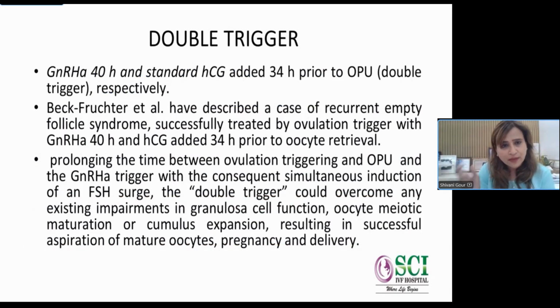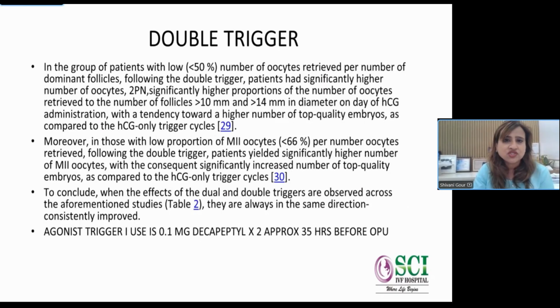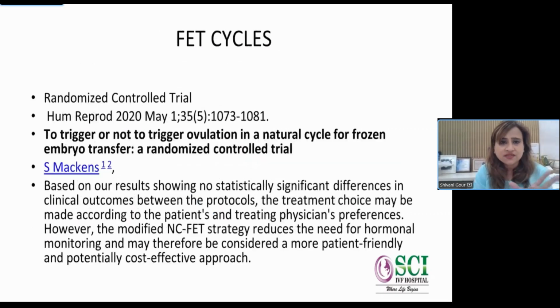Now, this is different from double trigger. Double trigger means that the GnRH analog is given 40 hours before and HCG is given 34 hours before. Again, these are modifications for our difficult patients. We are seeing so many patients now with poor response. So this is a patient who had recurrent empty follicle syndrome, successfully treated by ovulation trigger of GnRH agonist 40 hours before and HCG 34 hours before, because it overcomes any subtle impairments in granulosa cell function and oocyte maturation. Now, again, this is a repetition of what we've discussed.